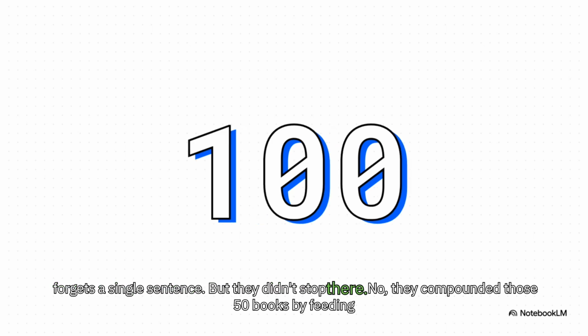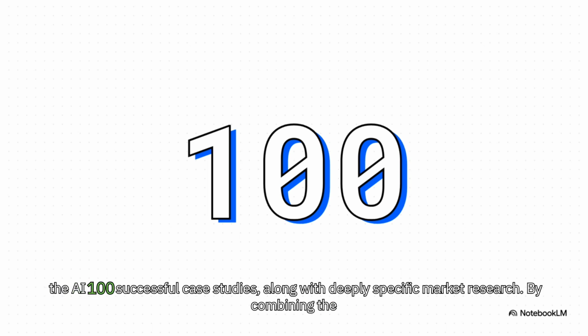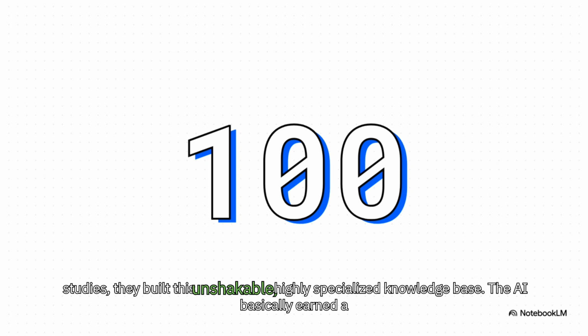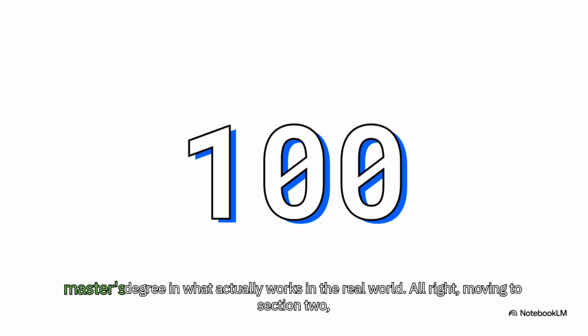But they didn't stop there. No, they compounded those 50 books by feeding the AI 100 successful case studies, along with deeply specific market research. By combining the theoretical frameworks from the books with the practical, proven data from 100 real-world case studies, they built this unshakable, highly specialized knowledge base. The AI basically earned a master's degree in what actually works in the real world.